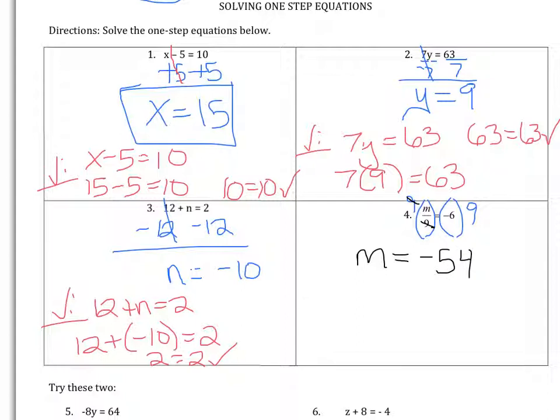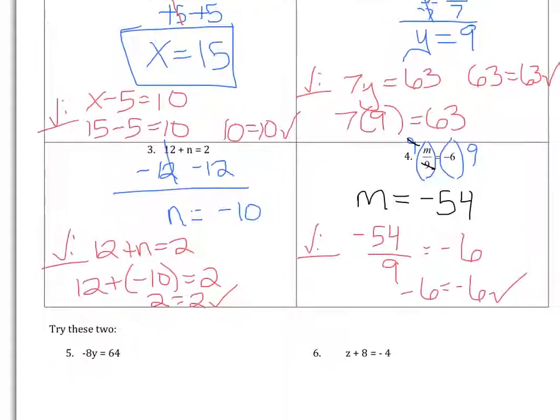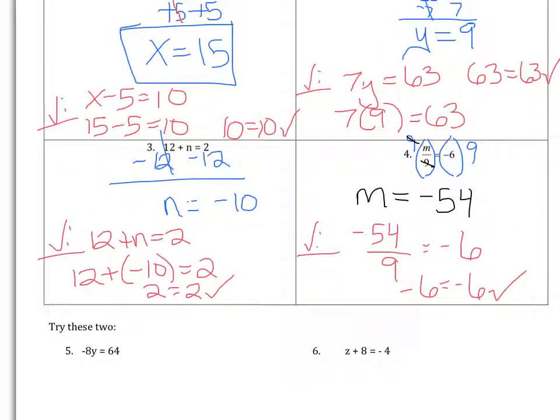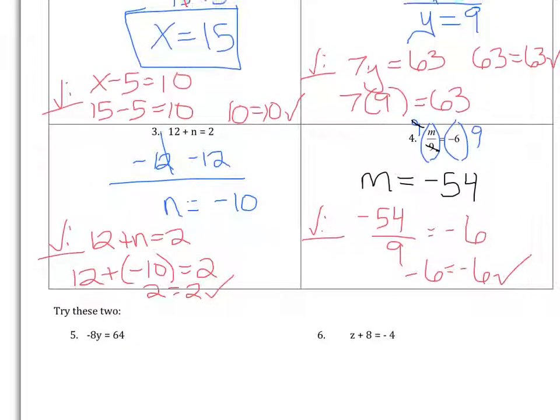Finally, I could check my work by plugging a negative 54 in for m. Negative 54 divided by 9 is negative 6. So it checks out. At this point, what I would like you to do is please try these two problems at the bottom. Figure them out and check your work. Just like I did with numbers 1 through 4, I want you to try numbers 5 and 6 now.